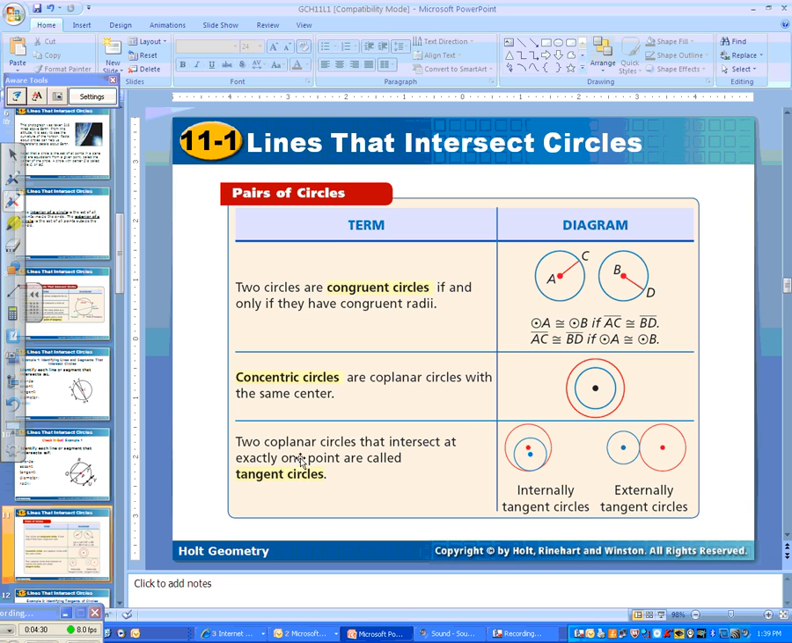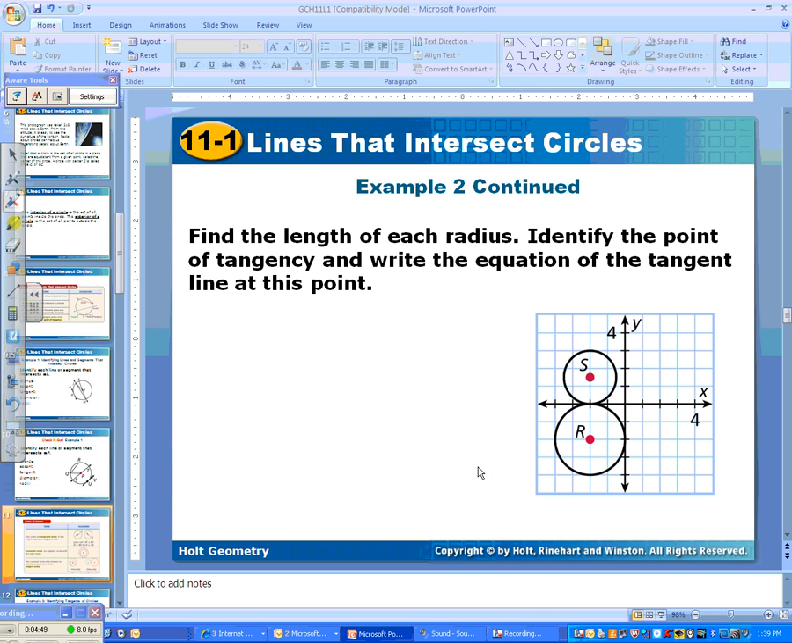Two coplanar circles that intersect at only 1 point are called tangent circles. So tangent means it hits at one point. So tangent circles means they touch only once. So here's where they touch once, or it could look like this, where they touch once right there. Internally tangent circles means one's inside the other one. Externally tangent means they're both outside each other.